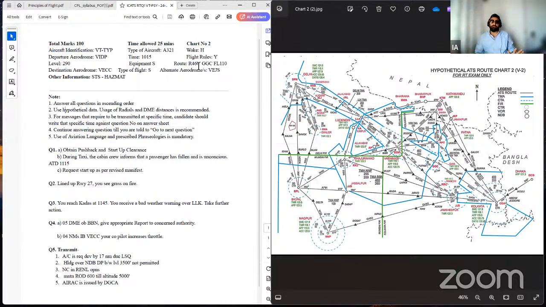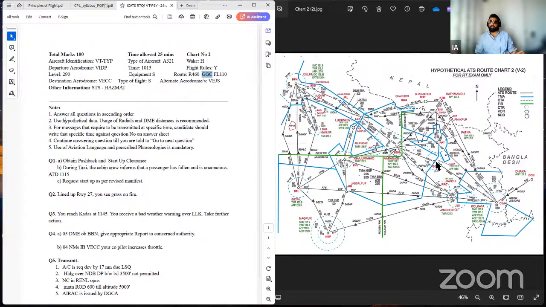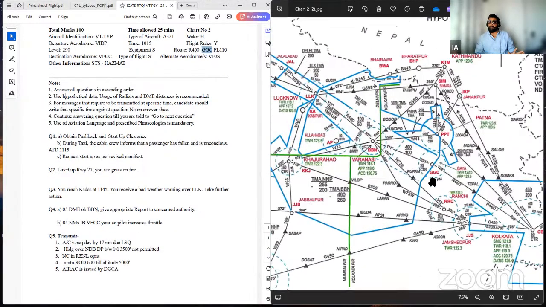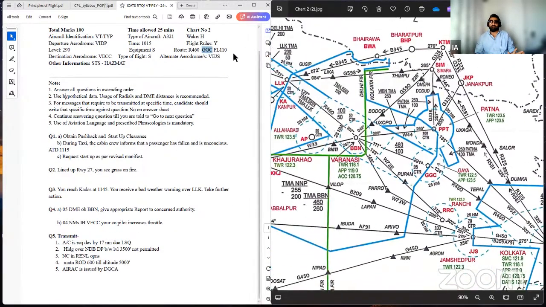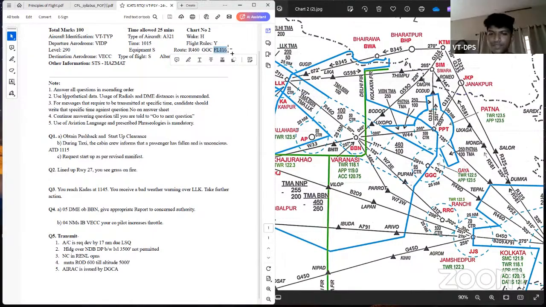Now look at the route. Route is 460. VOR Golf Golf Charlie, which you have already noticed when you are tracking, will be Gaya, Golf Golf Charlie, and then flight level 110. Is that not enough of a hint to decide when is IFR, when is VFR? Think about it. Use your resources, resolve your doubts in quick time with confidence.